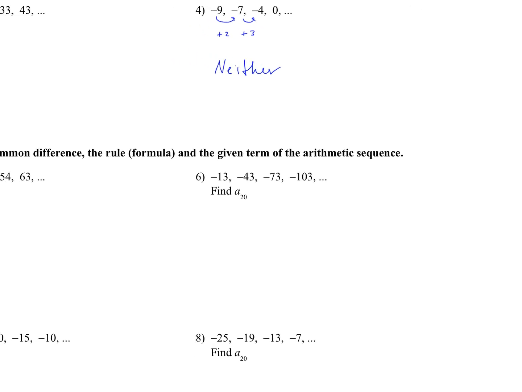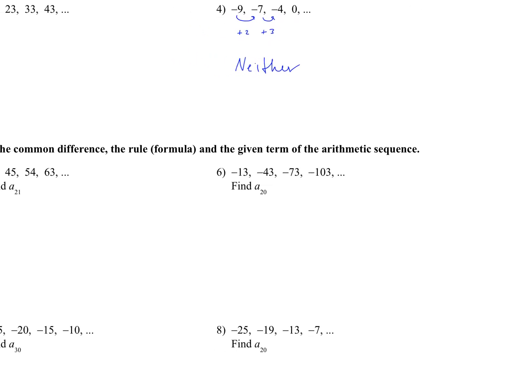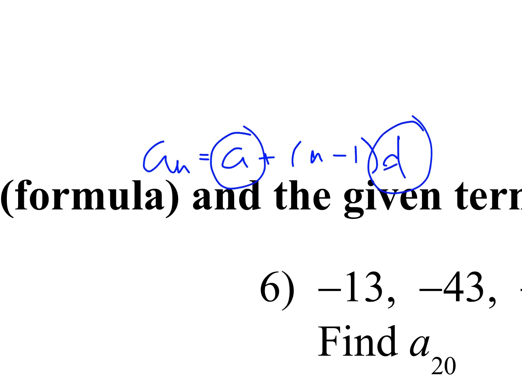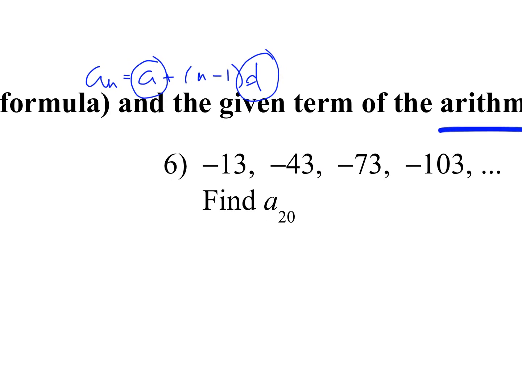So number 6, we have to find the common difference, the rule, and the given term of the arithmetic sequence. So it tells us it's arithmetic, so we know we're going to use that formula: a sub n is equal to a plus n minus 1 times d. So we just need to find what our a is and what our d is. So a is the first term. That'll be -13.